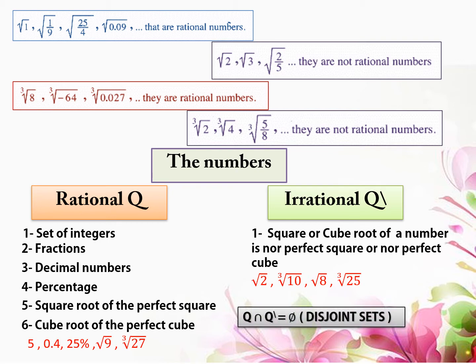So we can find that Q intersect Q dash equals phi because these sets are disjoint sets.